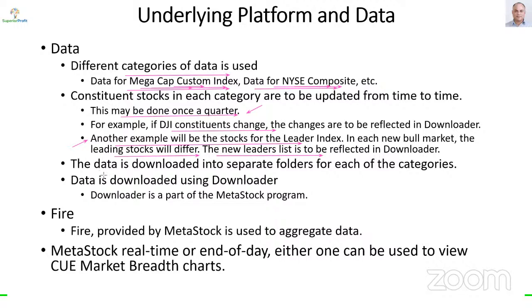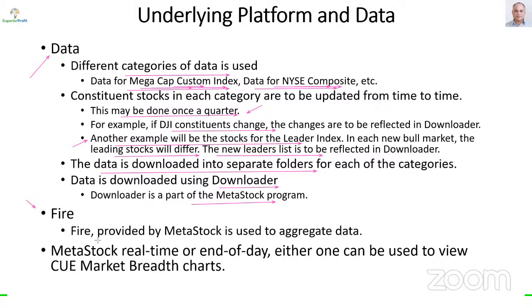The data for all these categories is downloaded into separate folders on our computers for each of the categories. Data is downloaded using the MetaStock program Downloader, which is a component of MetaStock. That is how data is downloaded. For the different categories of data, custom index, composite index or leader index, all the constituent stocks' data is downloaded using Downloader, and then we need to aggregate the data.